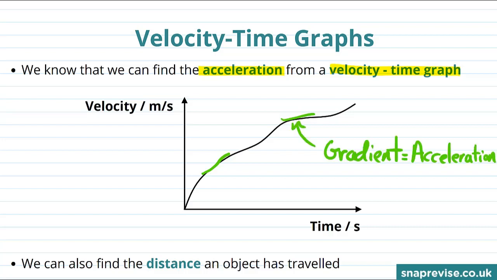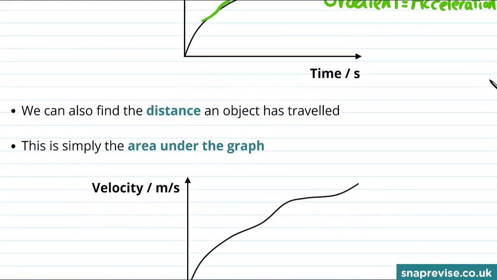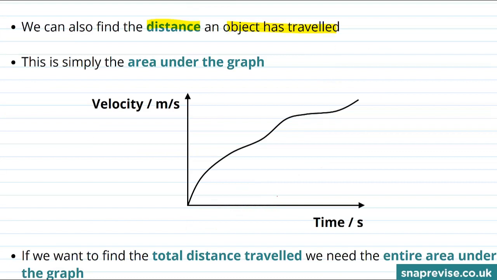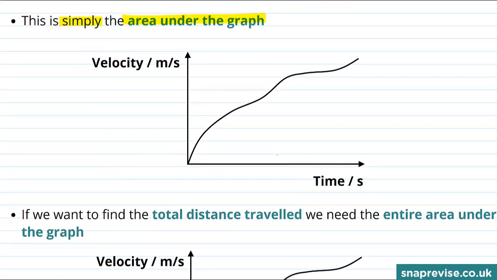Now it turns out that the velocity time graph actually contains even more information than this. We can actually calculate distances using this graph. So how can we use a velocity time graph to find the distance that an object has travelled? Now it turns out that the distance travelled is simply the area underneath the graph.